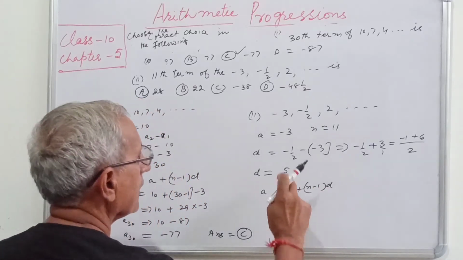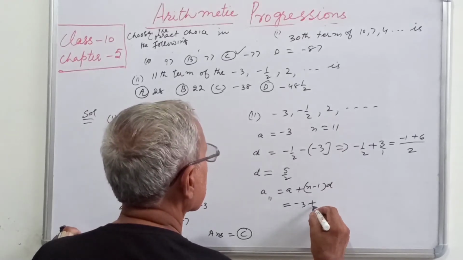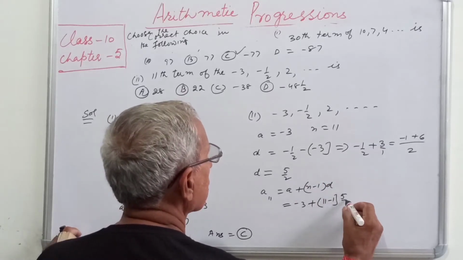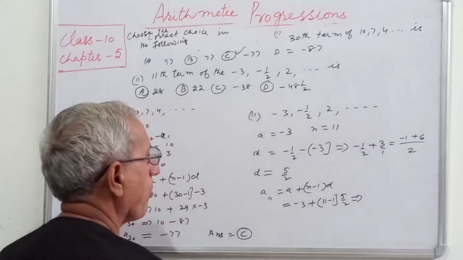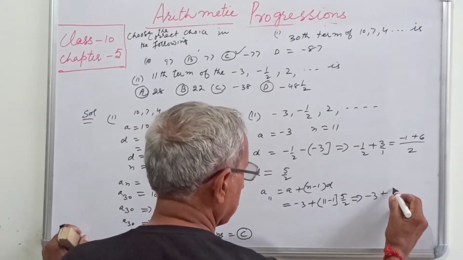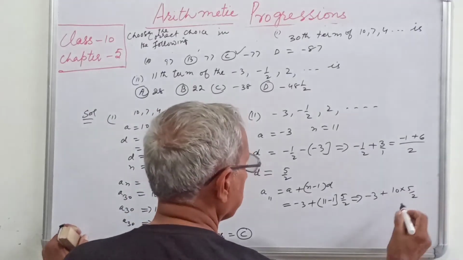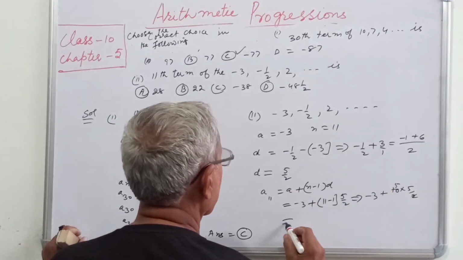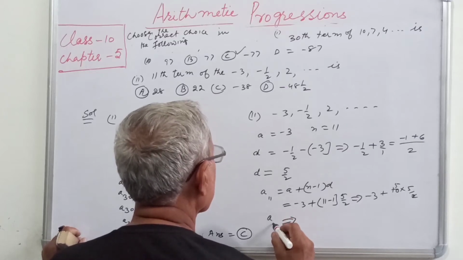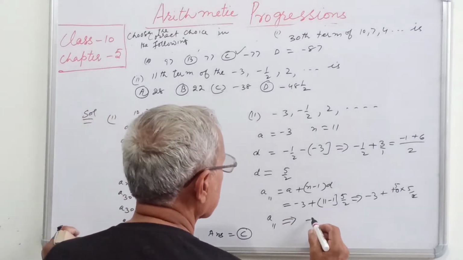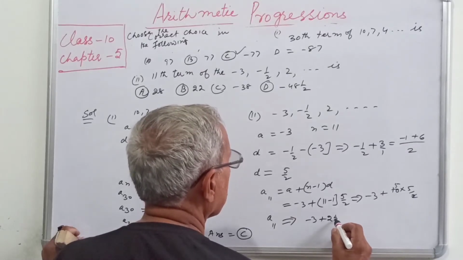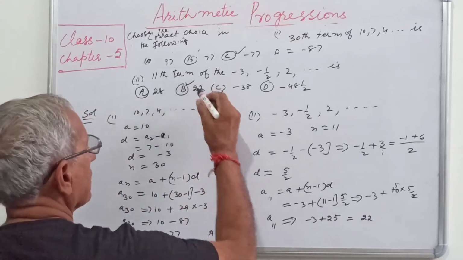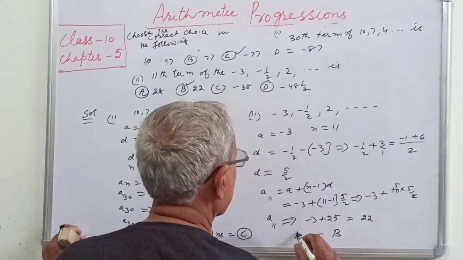The 11th term will be A11, A plus n minus 1 into D. Substituting values, A here is minus 3 plus n is 11 minus 1 and D is 5/2. So minus 3 plus 10 into 5/2. So the 11th term will be minus 3 plus 25, that will be 22. So correct choice is B. The answer is B.